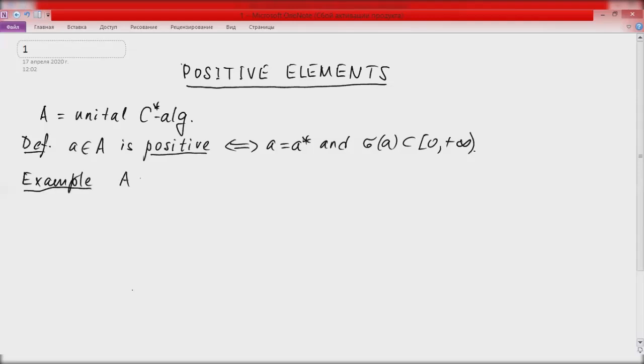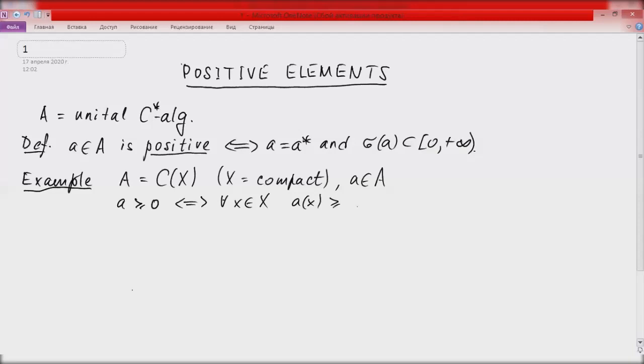Suppose that A is the algebra of continuous functions on a compact topological space X, and little a is an element of this algebra, that is, a continuous function. Then a is positive in the sense of the previous definition if and only if our function is non-negative at every point. Well, indeed, let's recall that a function is self-adjoint if and only if it is real, and the spectrum of a function is just the set of values of this function. So the spectrum is non-negative if and only if a of x is non-negative.